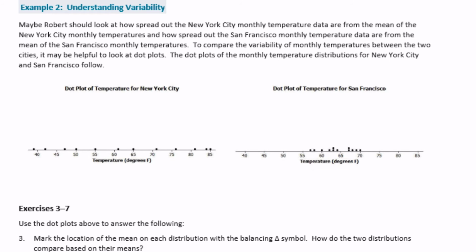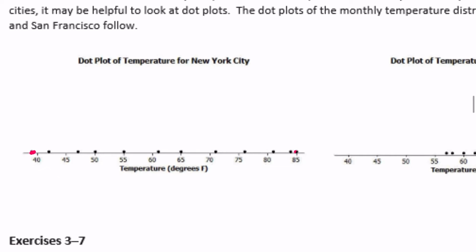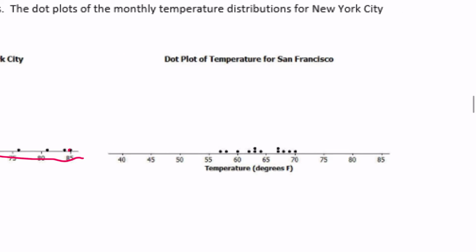So he plotted the different temperatures, starting at 39 degrees and going up to 85 degrees. See how they're much more spread out here in New York City, and in San Francisco, they're kind of bundled together here between like 55 and 70 degrees.